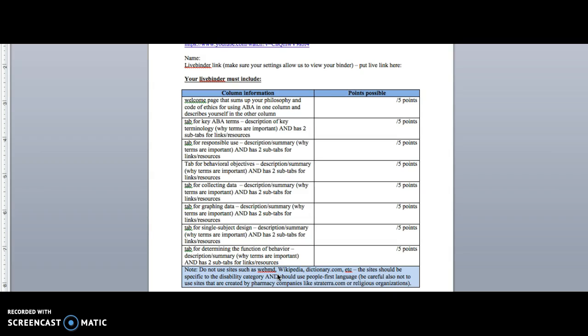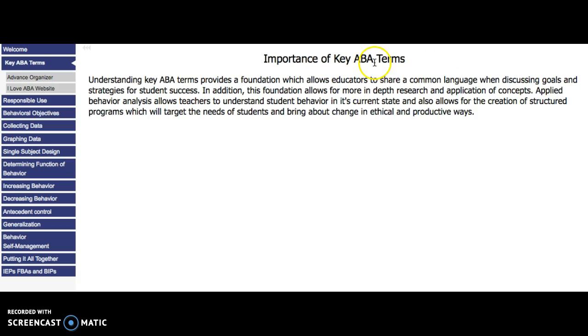Keep in mind as you're choosing your resources and putting them in your binder that you need to choose great professional websites. So don't choose WebMD, no Wikipedia, no dictionary.com, no religious sites that might have some good ideas on them. But you need to choose sites specific to disability categories. They need to use people first language, and they need to have appropriate strategies. So let me show you two examples that we really like.